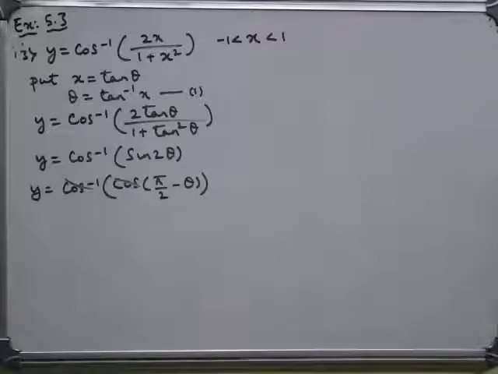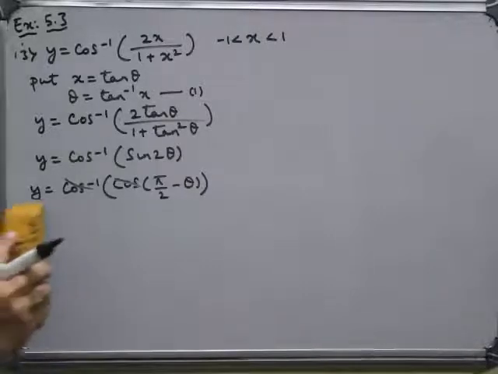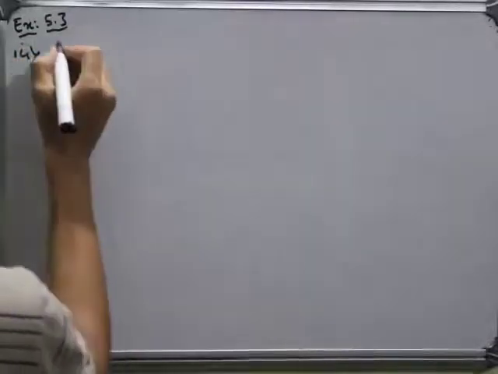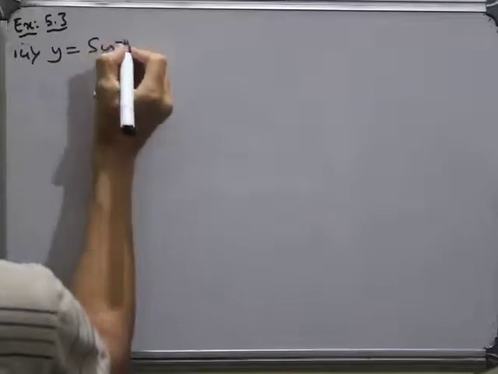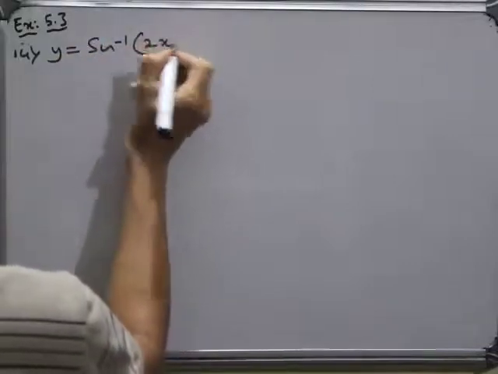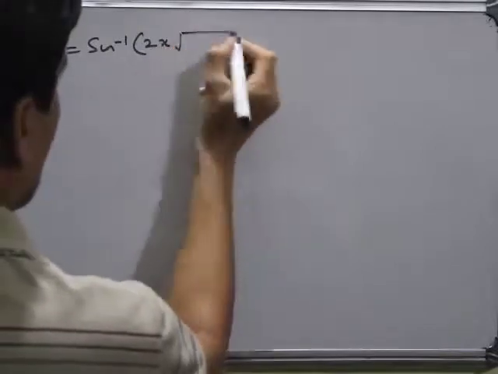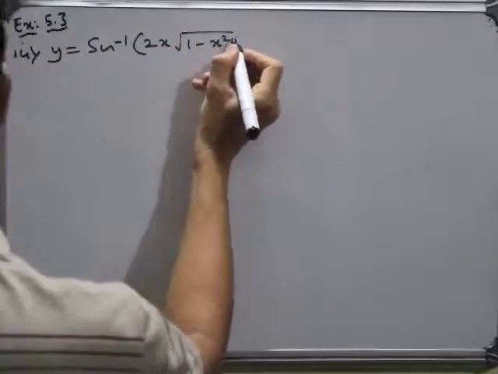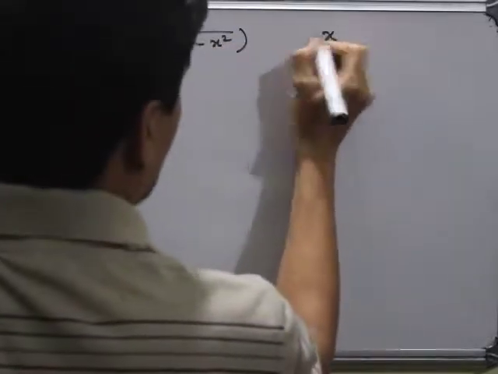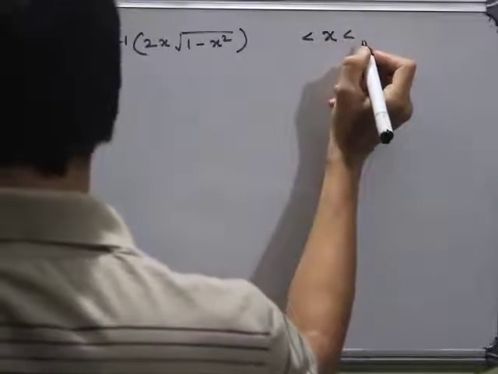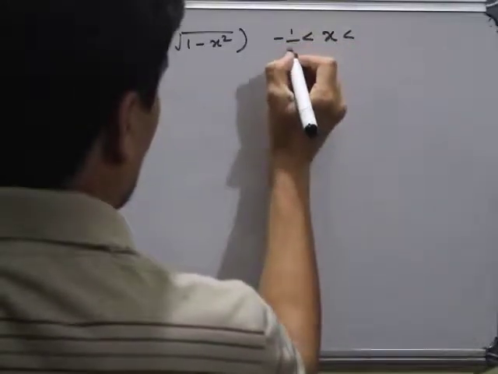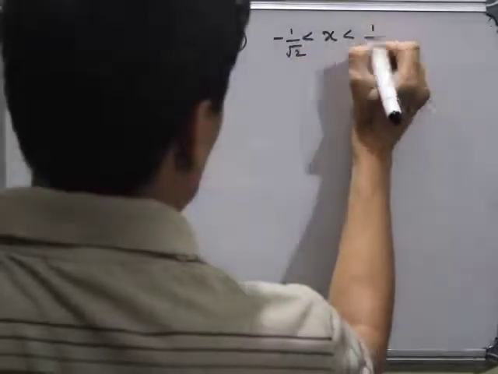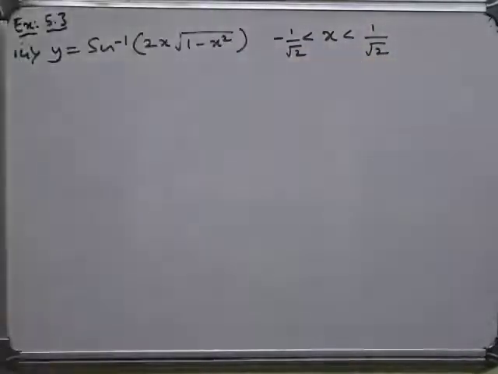Okay, now next one, question number 14. Question number 14 says y is equal to sin inverse of 2x into root of 1 minus x square, where x lies between minus 1 by root 2 and 1 by root 2. Okay, so this is the given problem.